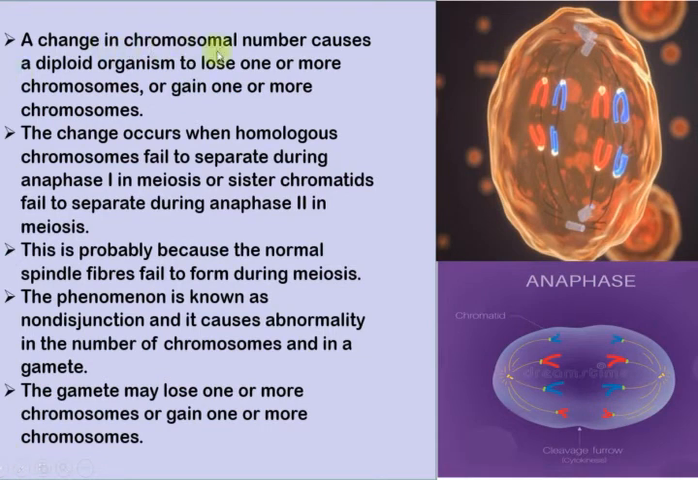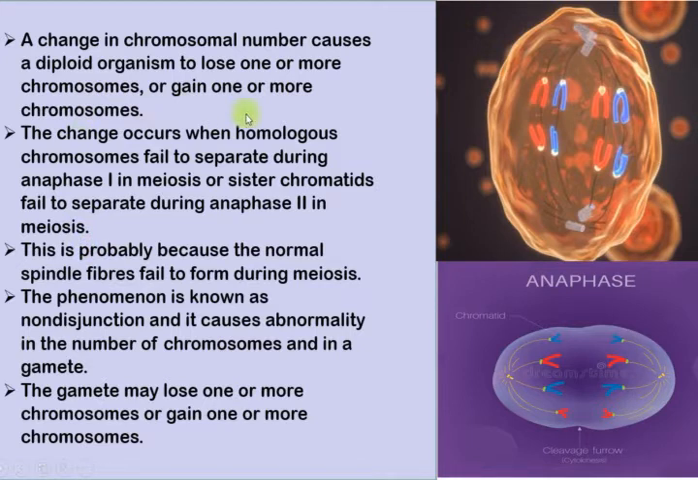Now we go to the chromosomal mutation that involves a change in chromosomal number. A change in chromosomal number causes a diploid organism to lose or gain one or more chromosomes. The change occurs when homologous chromosomes fail to separate during anaphase 1 in meiosis, or sister chromatids fail to separate during anaphase 2 in meiosis.